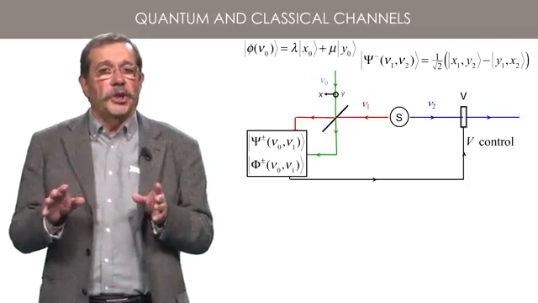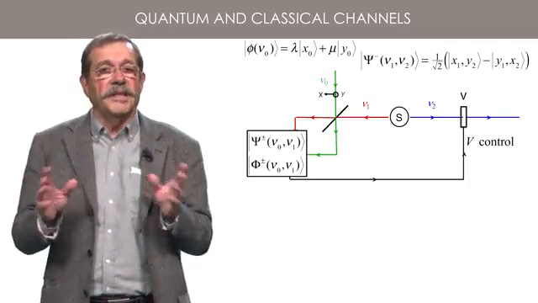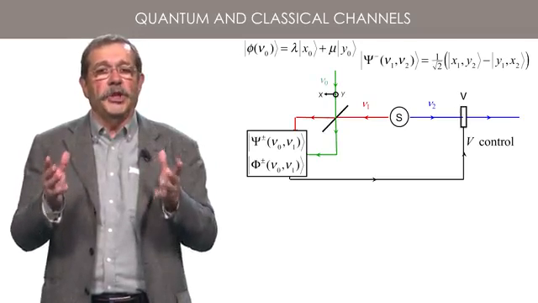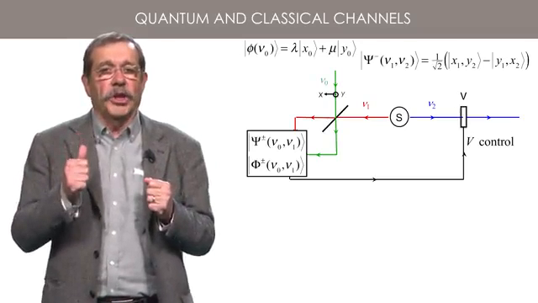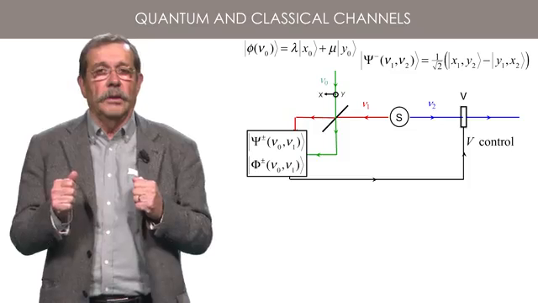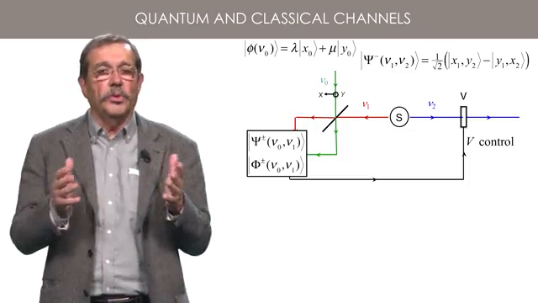A remarkable feature of quantum teleportation is the necessity to use 2 communication channels, a classical channel and a quantum channel. Can you identify these 2 channels?